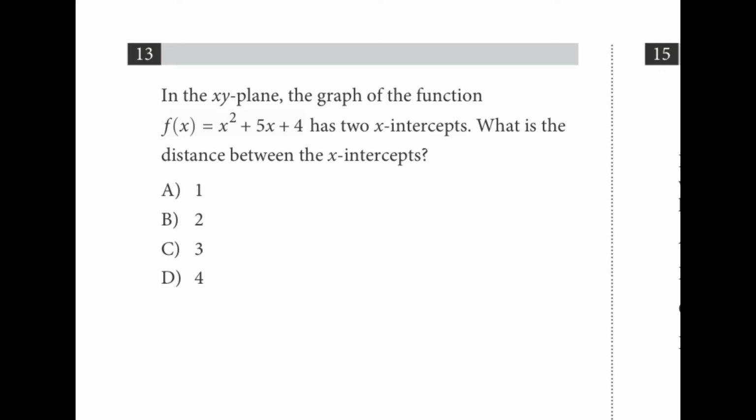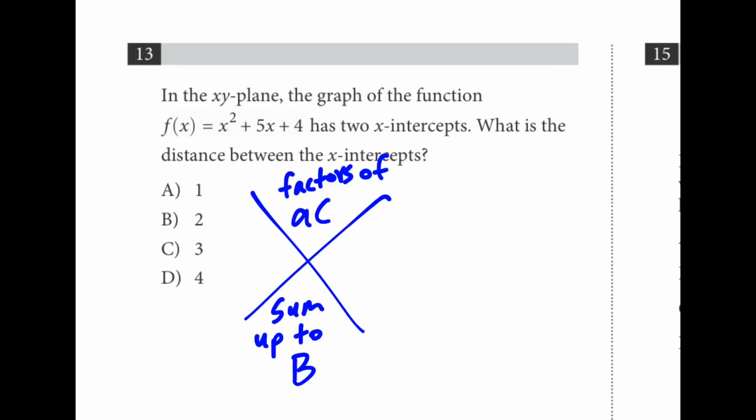In the xy plane, the graph of the function f of x is equal to x squared plus 5x plus 4 has two x-intercepts. What is the distance between the x-intercepts? I like to use the x method to factor a quadratic like this. So what I do is I think about ax squared plus bx plus c. And on the top of my x, I put the factors of a times c.